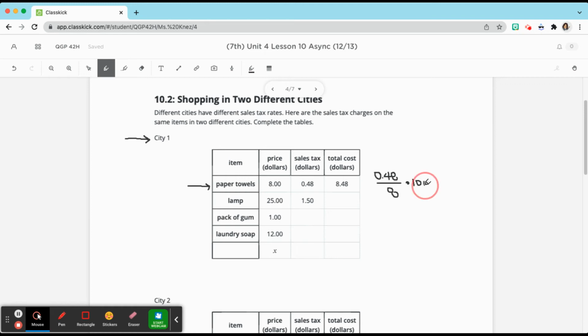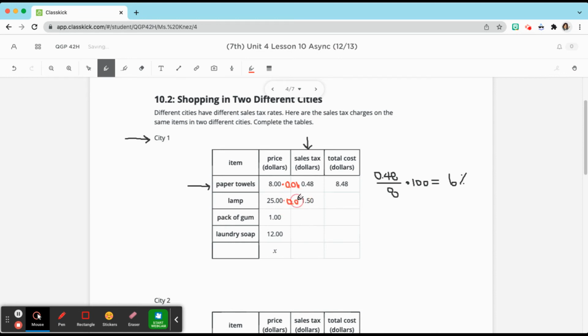But what this will tell me is what percentage sales tax is being charged. Now, if I divide 0.48 divided by 8, I get 0.06, and I can multiply that times 100 for a 6% sales tax. That means that to get the sales tax in dollars, I am multiplying the original cost times 0.06. I'm going to do the same thing for the lamp.